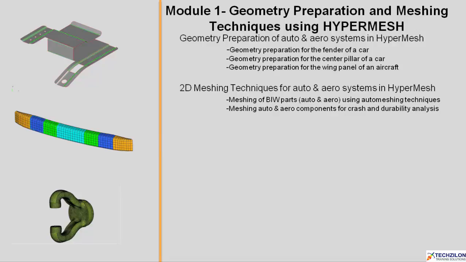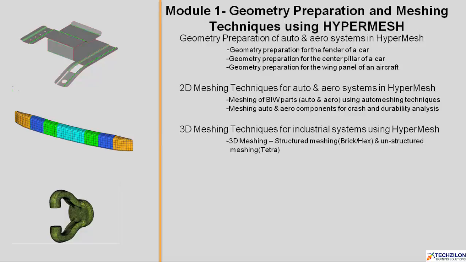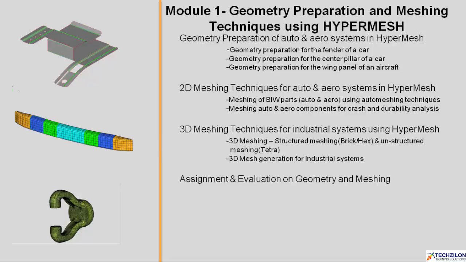We will later move on to 3D meshing techniques for industrial systems using HyperMesh. This will consist of 3D meshing, structured meshing consisting of brick or hexa elements, and unstructured meshing consisting of tetra elements. We will also learn about 3D mesh generation for industrial systems. At the end of the module, you will have assignments and evaluations on geometry and meshing.